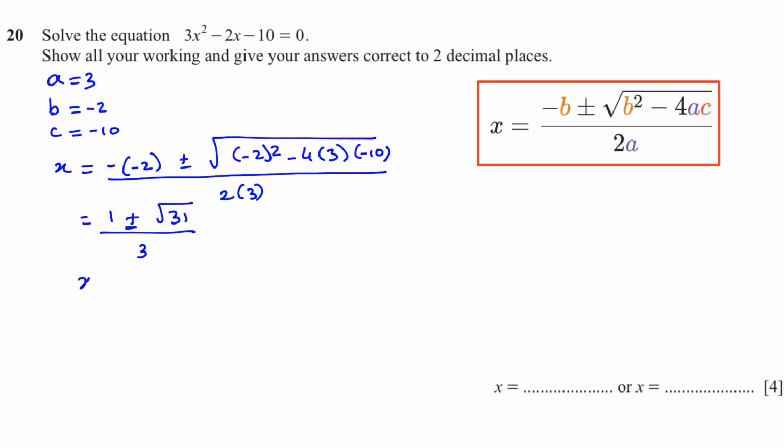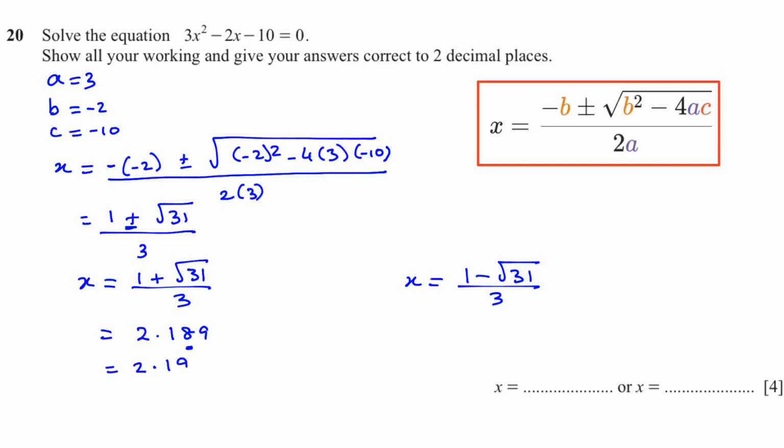And then separate it, right? x is equal to 1 plus square root 31 over 3, and x is equal to 1 minus square root 31 over 3. Write it in a decimal form. This will become 2.189, rounded to 2 decimals. It will become 2.19. And when it is a negative, you will have 1 minus square root 31.